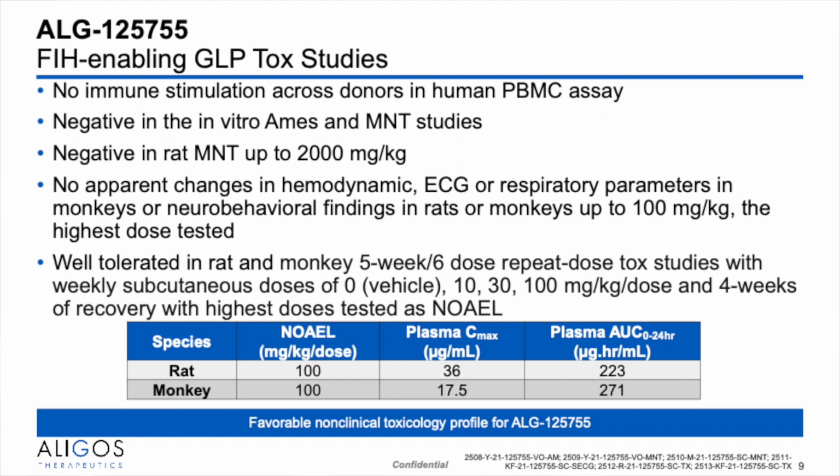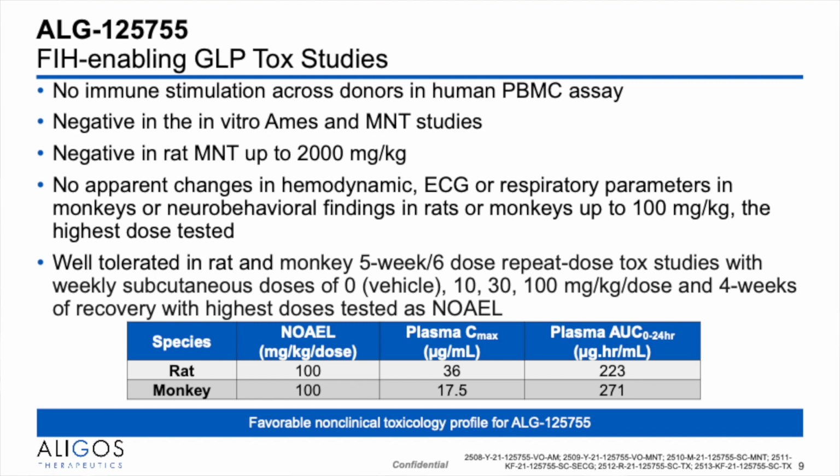One thing that we always monitor is looking at a number of different donors, human PBMCs, to see if we had any immune stimulation. And in fact, we didn't have anything there. Negative in the in vitro gene tox assays, negative up to a maximum feasible dose of 2,000 mg per kg in the rat micronucleus test. We had no changes in hemodynamics, ECGs, or respiratory parameters, no neurobehavioral effects up to the highest dose that we tested there, which was 100 mg per kg.